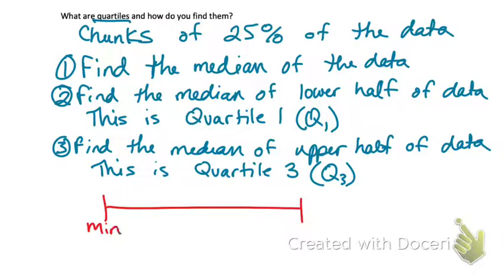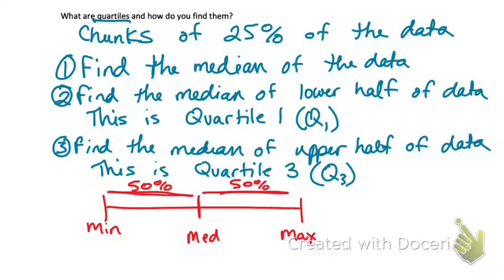So we have our minimum, and then we have our maximum. We just have our data listed out, lowest to highest. We find the median. What we have just done when we found the median is we have 50% of the data on the left, and we have 50% of the data on the right. And then when we find the median of the lower half, we have just cut that 50% into 25% and 25%. And so the first 25% is quartile 1. The median is technically the second 25%.